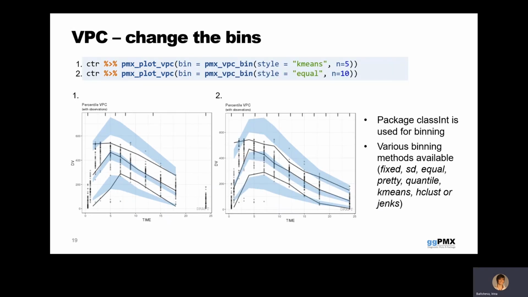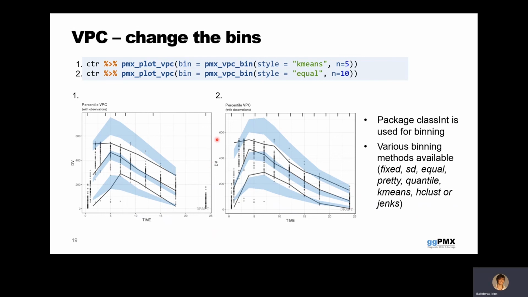The binning is changed by using the bin argument and the PMX VPC bin function. Note that ggPMX uses the package class int to handle the binning. This package contains a few different binning methods listed here, some of them requiring additional parameters.